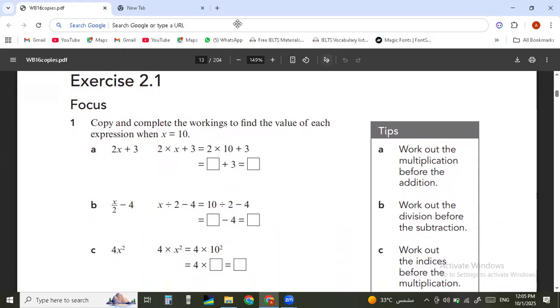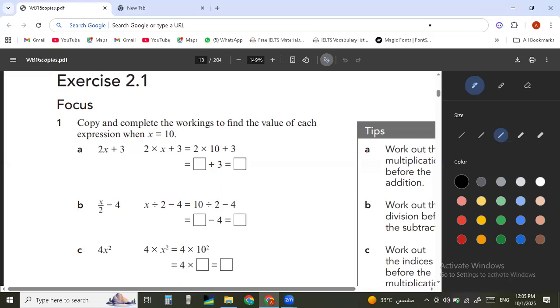So, for example, here, the first question says 2x plus 3 when x is equal to 10. So what we're supposed to do is remove the x and write 10. 2x means 2 times x, which means 2 times 10. So 2 times 10 plus 3, we have to start first with multiplication. So it's 20 plus 3, which is 23. Same thing exactly with the next question here. x over 2 means x is divided by 2, which is 10 divided by 2, 5, minus 4 is 1.